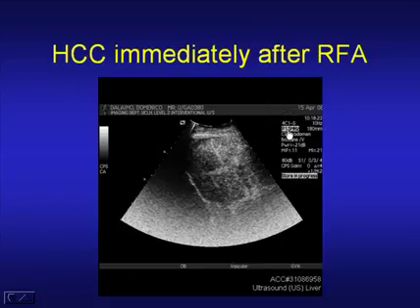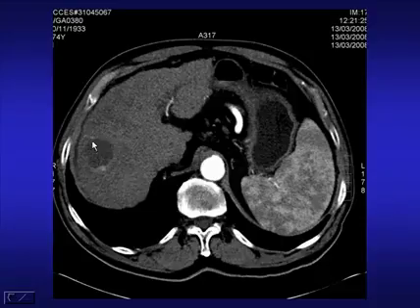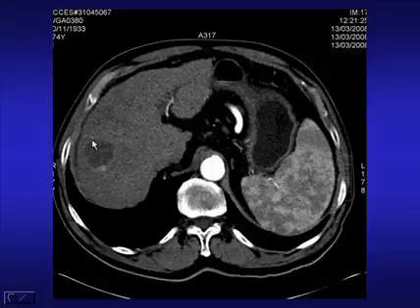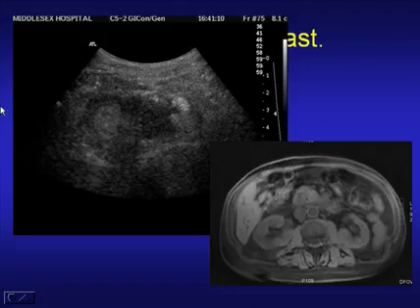One of the factors that enables us to perform treatment so effectively in the liver is the use of contrast. Here, for example, is an HCC immediately after radiofrequency ablation, where we can see a fairly poor definition of the tumor. Here on CT, we can see preservation of a small area of enhancement indicating residual tumor.